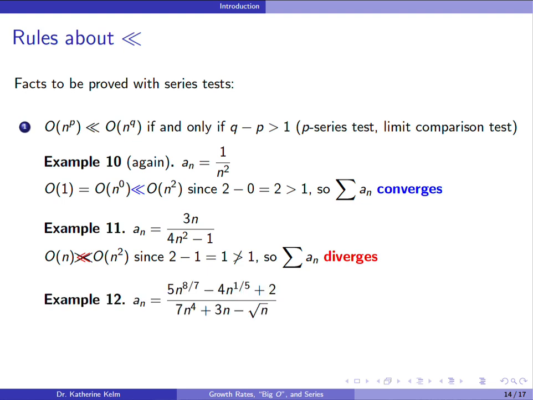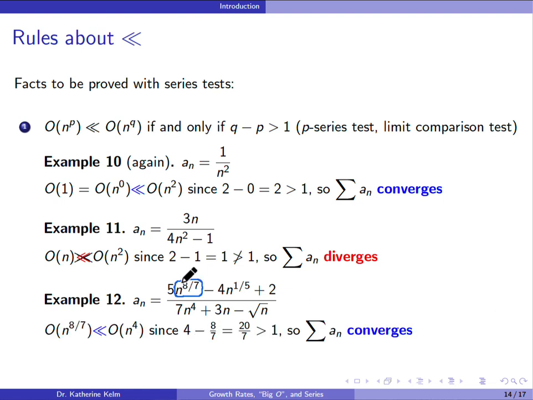Example 12, a_n equals 5n to the 8/7 minus 4n to the 1/5 plus 2, all over 7n to the 4 plus 3n minus the square root of n. Does this series converge or diverge?